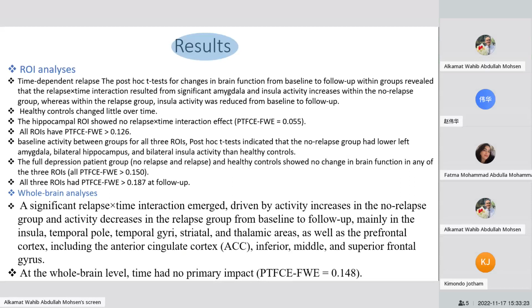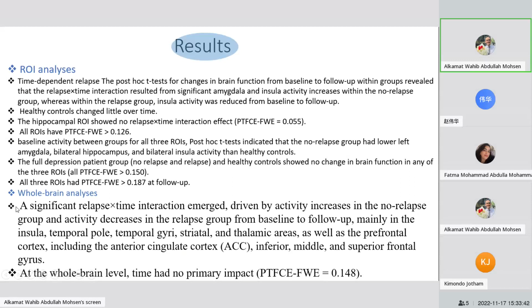So for the full depression patients, the group showed, like the healthy control, no change in brain function in any of the three regions.